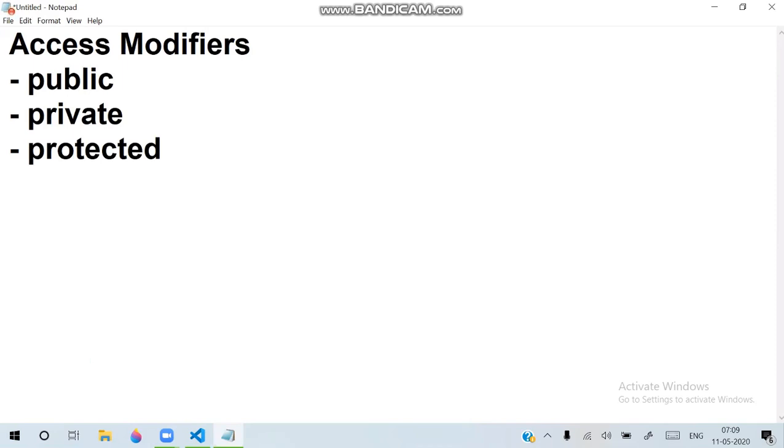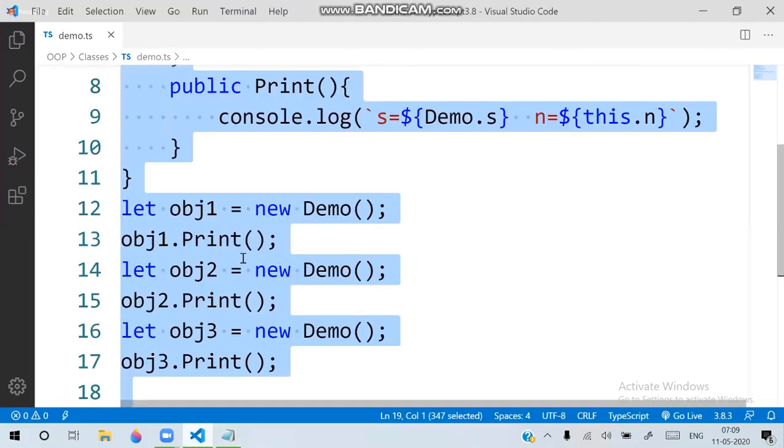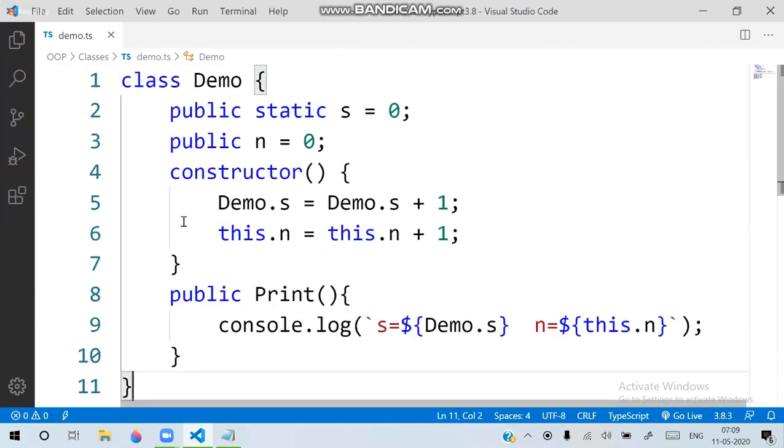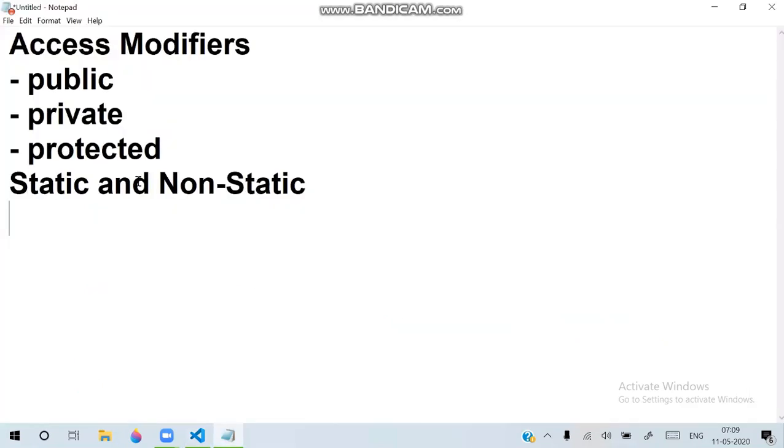What's the role of these three specifiers we discussed? Then static and non-static members. One example we have seen to understand the static and non-static members. So technically, how can you define static and non-static? What are the basic key things?